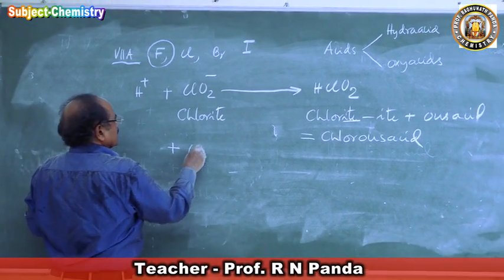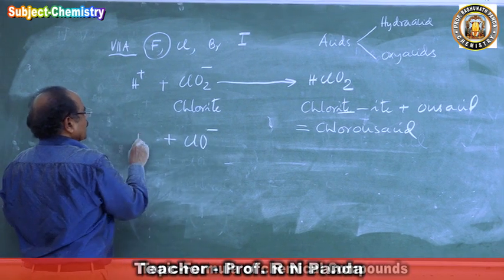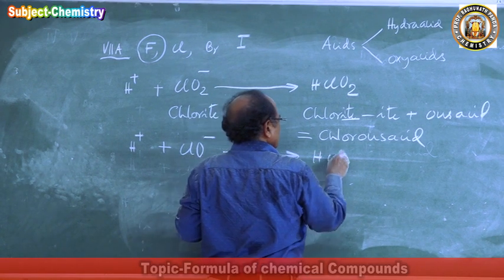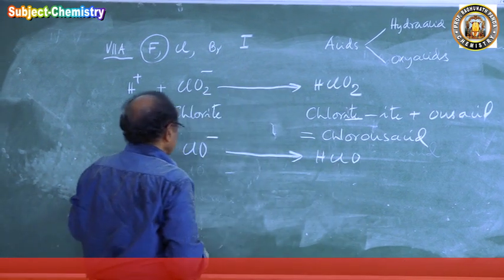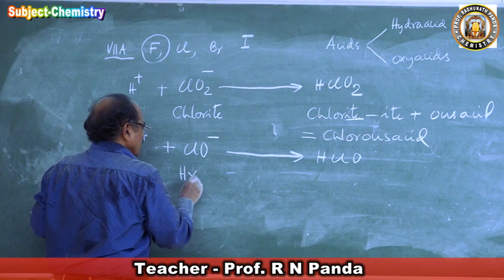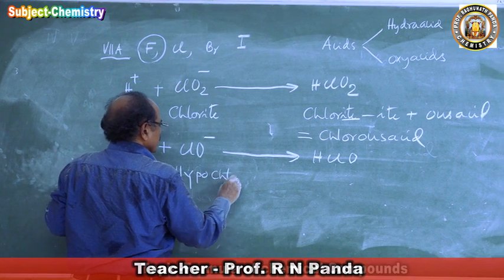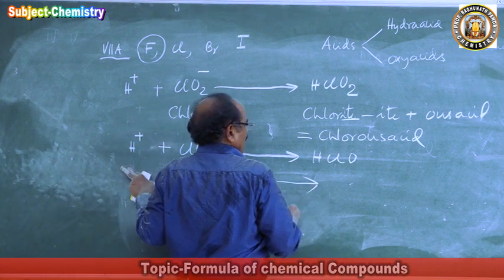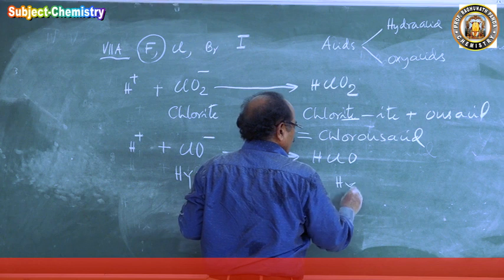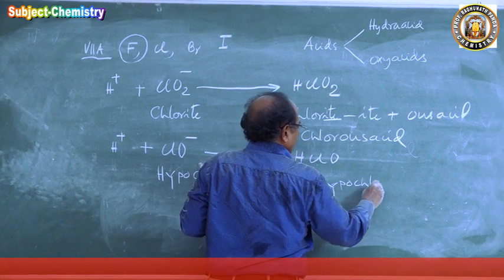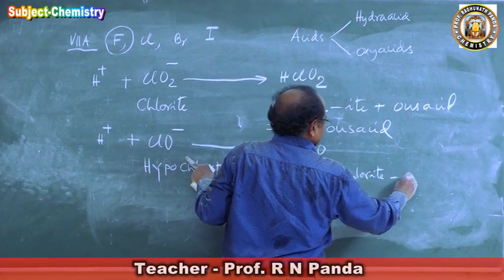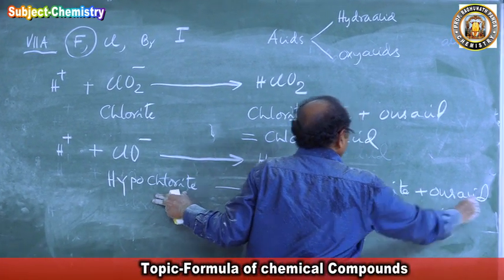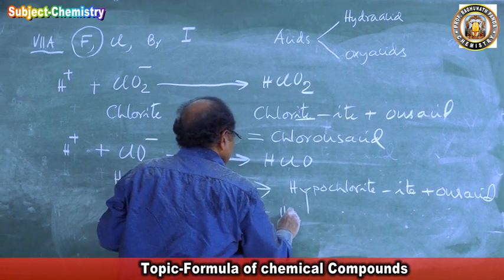Then you have ClO minus, H plus. This will form HClO. So ClO minus is what? Hypochlorite. Name of this? Hypochlorite. So what will happen? Hypochlorite minus ITE plus OUS acid. So hypochlorous acid.